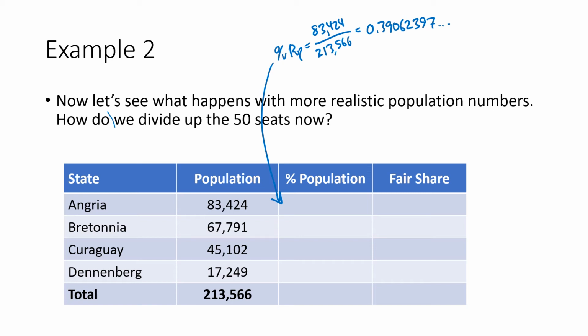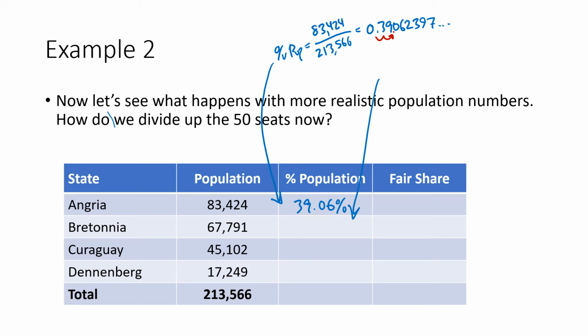I'm going to convert that to a percentage just like I did before. So I'm going to move my decimal point 2 spaces to the right. So I get 39 point, and I'm just going to pick the two top decimal places there. So 39.06%. Usually rounding to those 2 decimal places is plenty here. So 39.06% of the population.